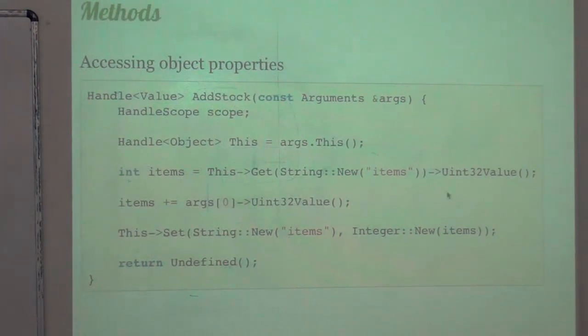If you want to understand this uint32 value and so on, you can just consult the API documentation. Basically, what it's doing is it's converting from the V8 representation of an integer into the C++ thing, right? And otherwise, I'm using this object as some kind of dictionary. I'm just setting and getting properties, right? Very simple. And then I just return undefined. Undefined is just a convenience function.